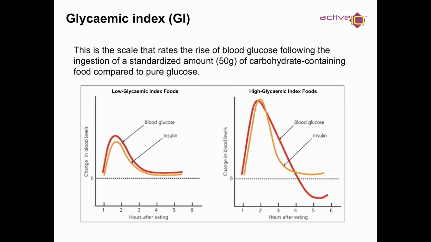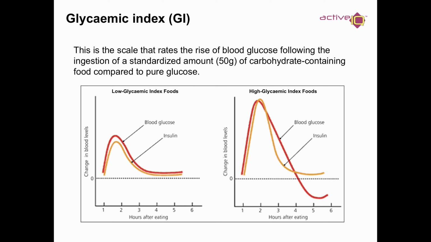The next acronym I want to look at is the Glycemic Index, and we touched on it earlier when we looked at carbohydrates. The Glycemic Index is the scale that measures the rise of blood sugar when we take in carbohydrates. What we can see on this graph, on the left, is someone taking in a normal amount of 50 grams of carbohydrate, so that could be 50 grams of sweet potato, for example.